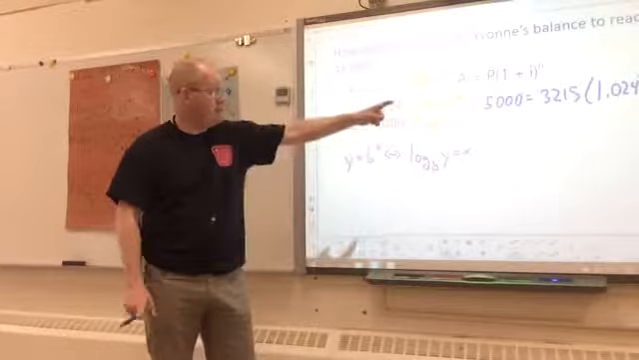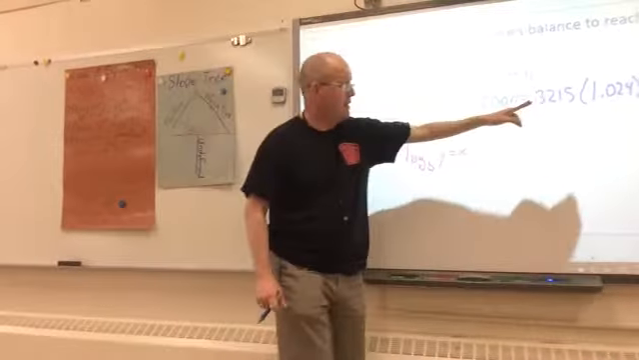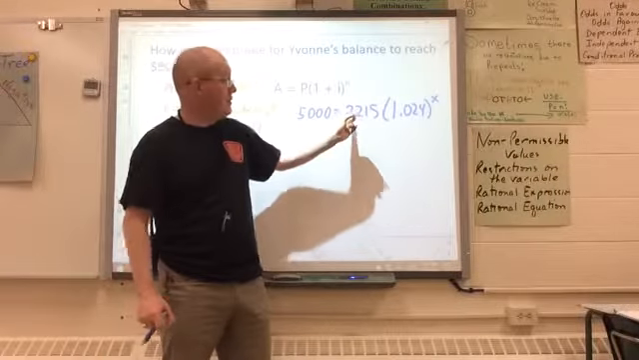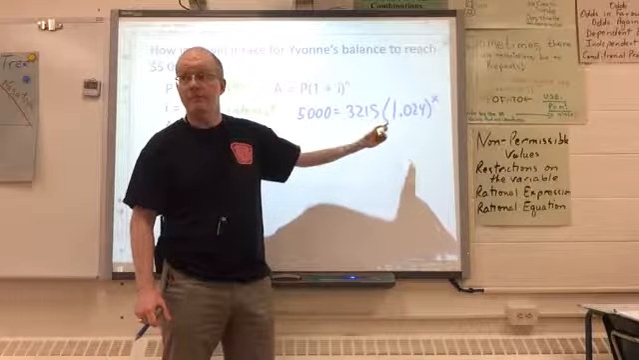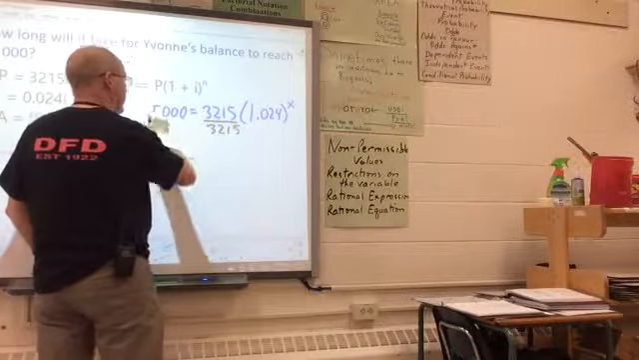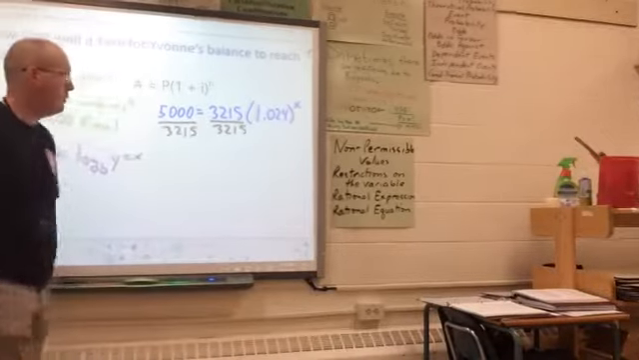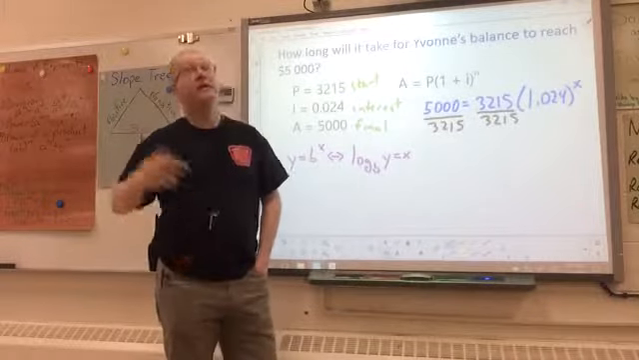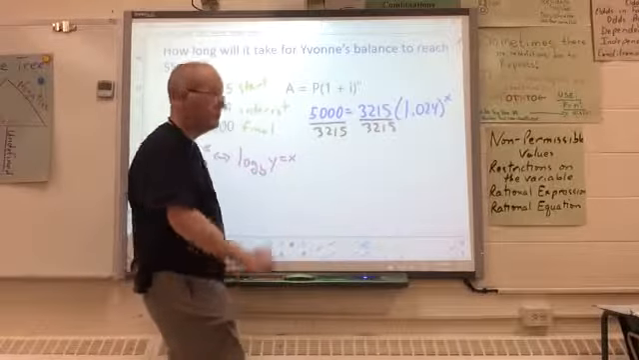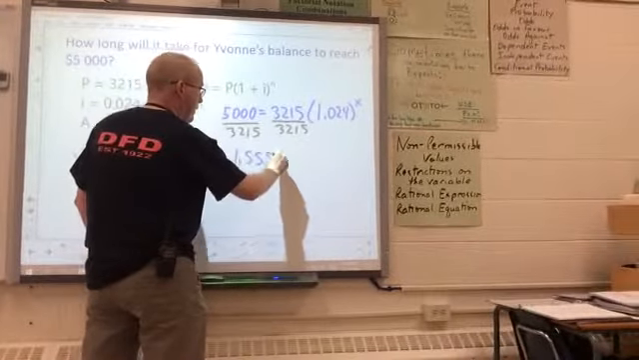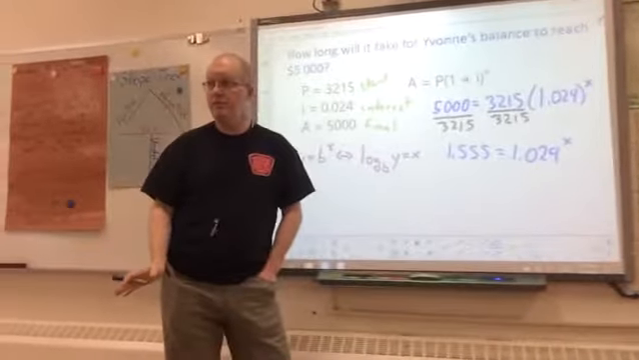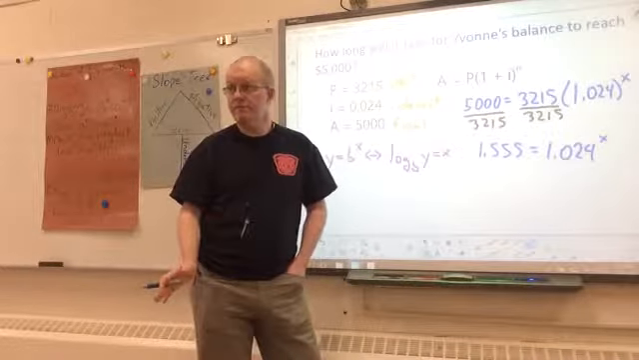Now, what you have to do is reduce this to y equals b to the x. That is 1.024 to the x, no 3215. So get rid of the a value. How do you get rid of times 3215? Divide by 3215. Now, what's 5,000 divided by 3215? Now you need a calculator. That gives 1.555 equals 1.024 to the x. So far, so good? We just simplified the equation.